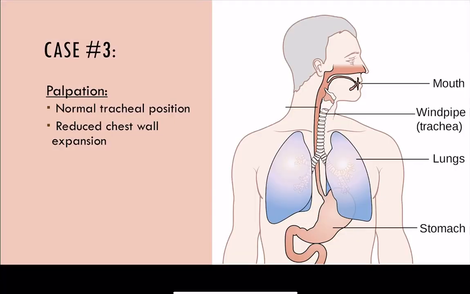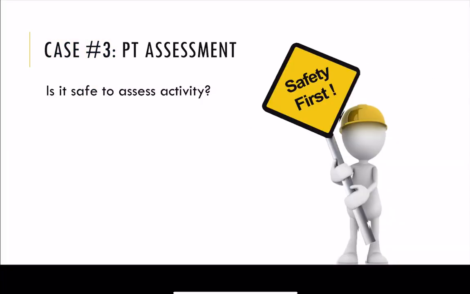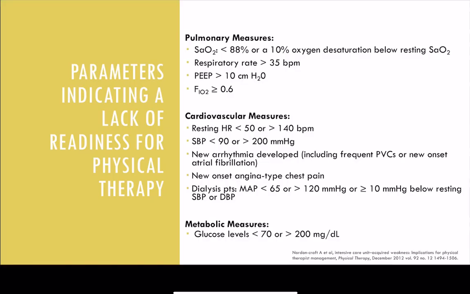You palpate a normal tracheal position, although they do have reduced chest expansion, and you would like to assess their activity. In the pulmonary assessment lecture, I talked about how important it is, the fifth vital sign. How do they respond to activity? But it is important to make this choice through clinical decision making and ensure that it is safe to proceed and to make these assessments. There will definitely be cases where it is just not safe to assess activity.